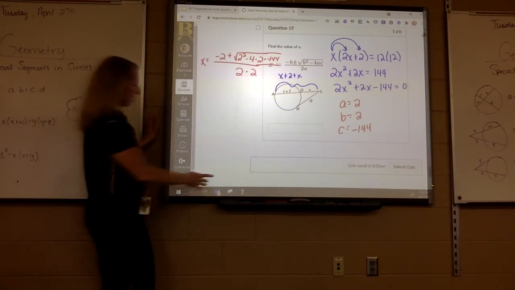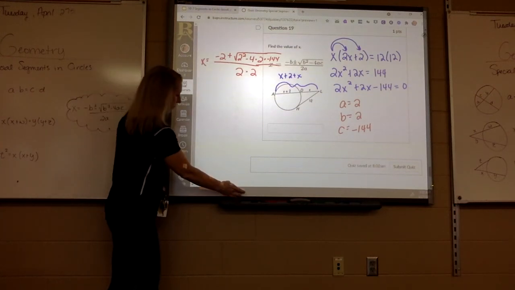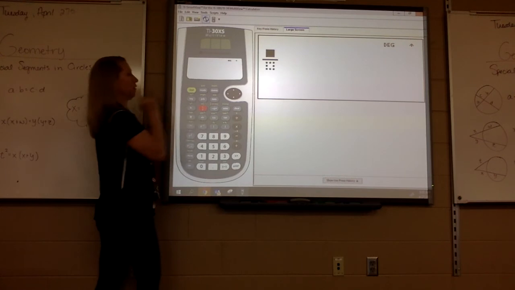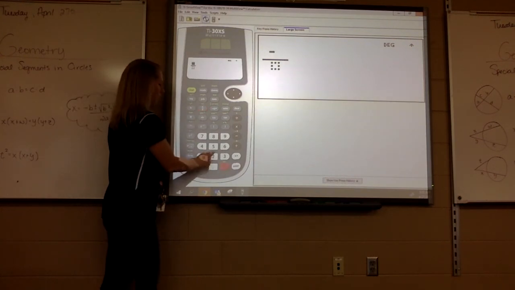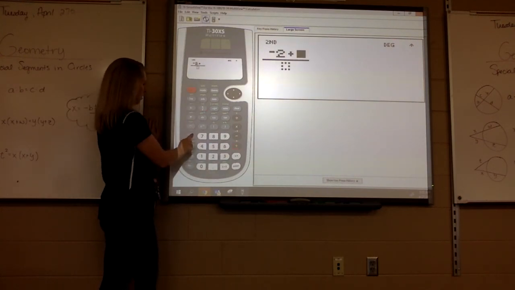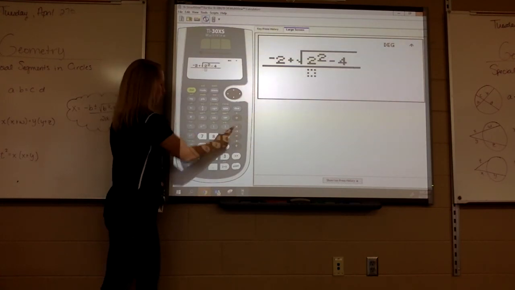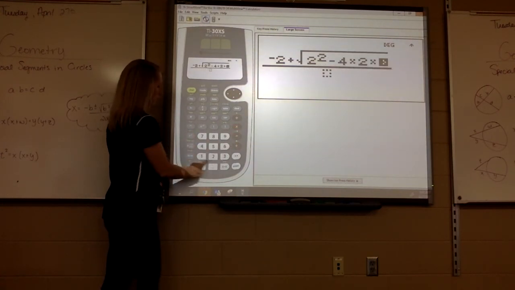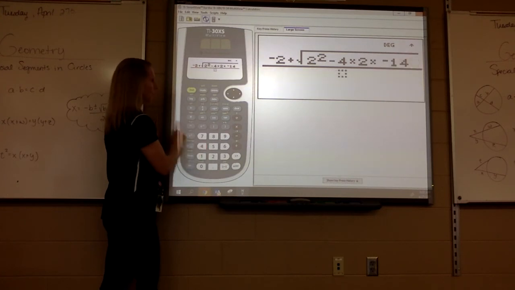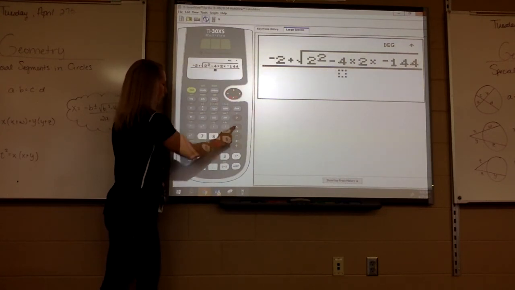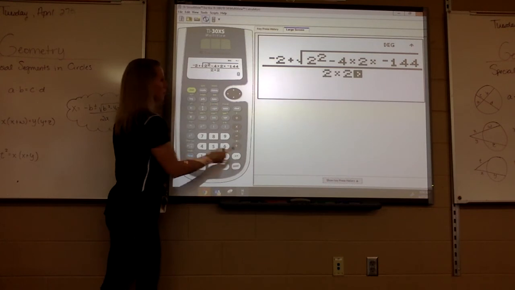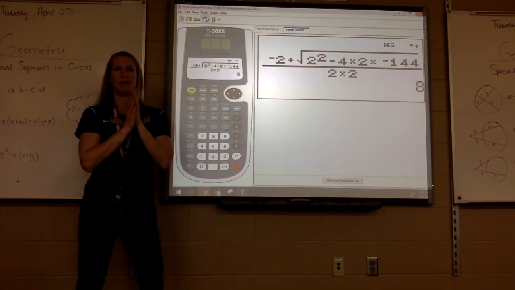Okay, do you remember the first button to push in the calculator? Yeah, N over D. Negative 2 plus the square root of 2 squared minus 4 times A times C, all over 2 times 2. Did you guys get 8? Yes. Yay!